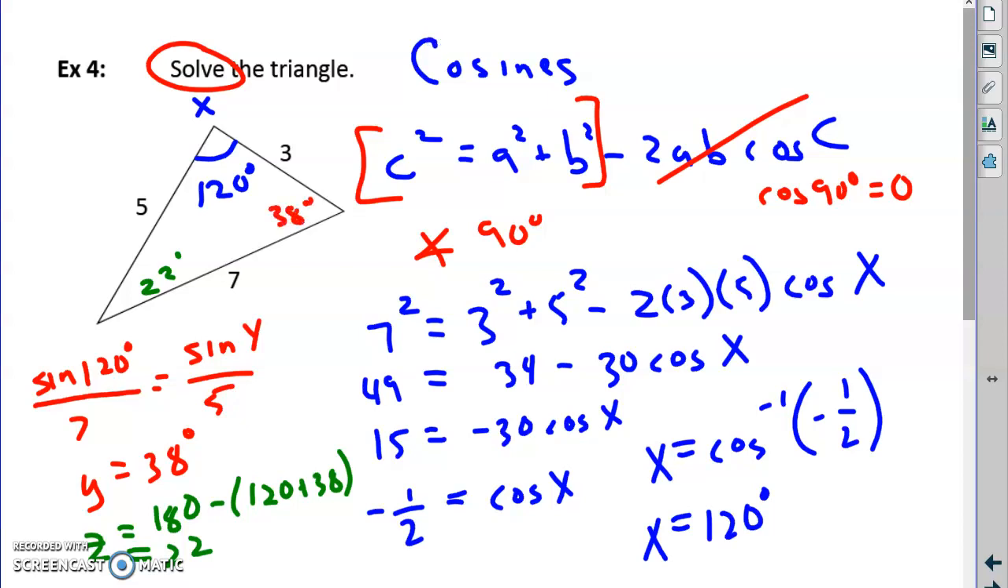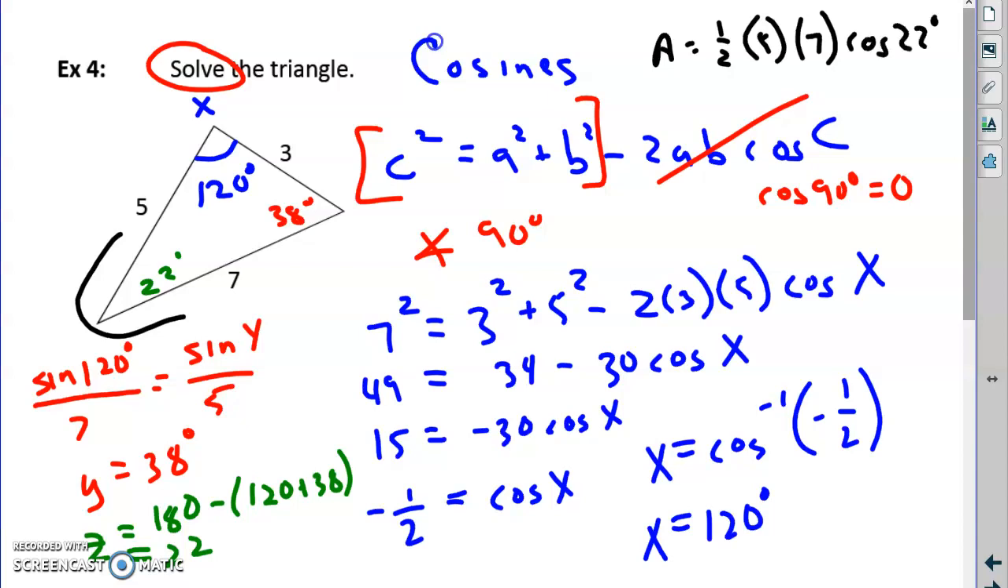If we wanted to, we could pick a corner and find that area. A equals 1/2 times 5 times 7 times cosine of 22, equals 16.3 square units. All right, so there's an example of side, side, side using that law of cosines.